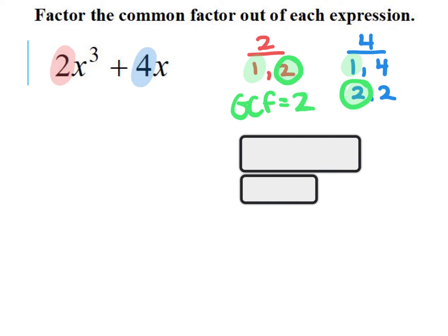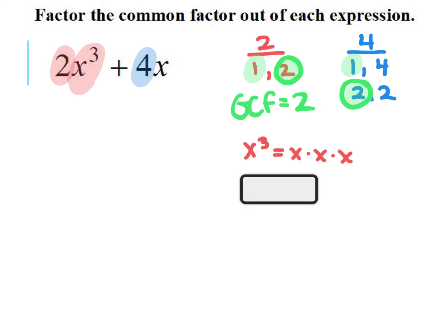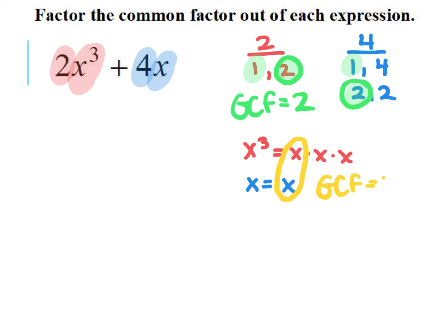Then I'm going to do the same thing for the variables. So the first variable is x to the third, so I have x times x times x. And the next variable is just x, so that means there's 1x. Now if I'm looking at the common factors, both of these have at least 1x. So the greatest common factor is x.